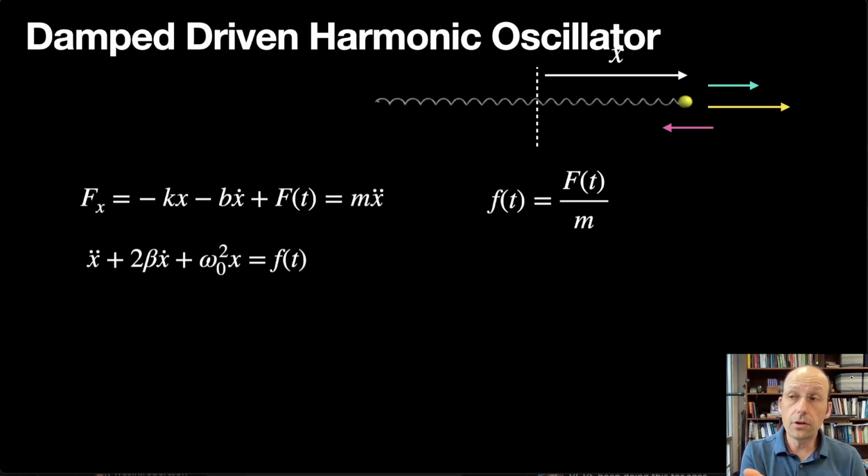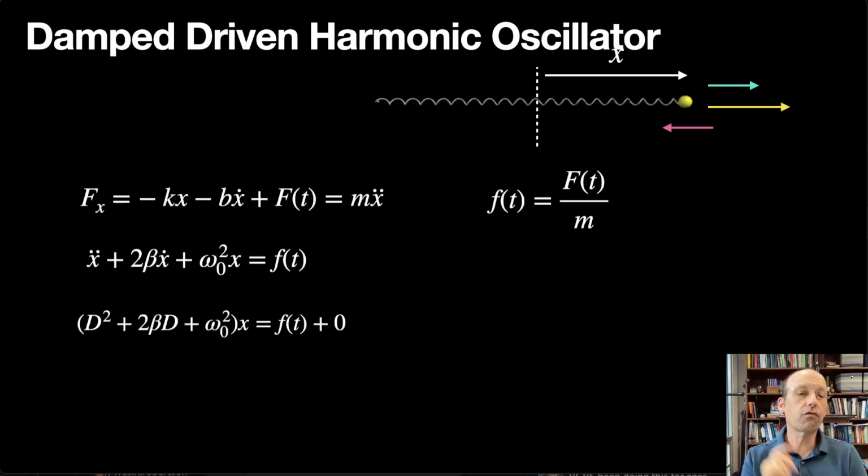Now, the important thing to notice is that the only difference between this and the damped harmonic oscillator is that instead of being equal to 0, it's f of t. That's it. And so I actually could write this as the same operator, d squared plus 2 beta d plus omega naught squared, and that's going to be equal to a linear combination of 2 terms, 0, which we already have, and f of t. And it's a linear operator, so that we can do this.